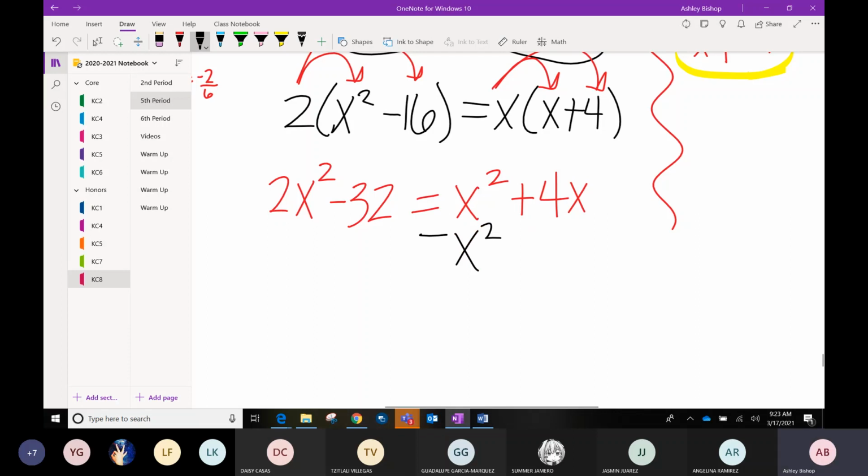X squared's like term is 2x squared. So if I'm going to subtract by x squared on this side, I can only subtract it by its like term. So I can only subtract x squared by 2x squared because they are like terms. They are both x squareds. When I do that, I have 2x squared minus 1x squared. 2 minus 1 is just x squared.